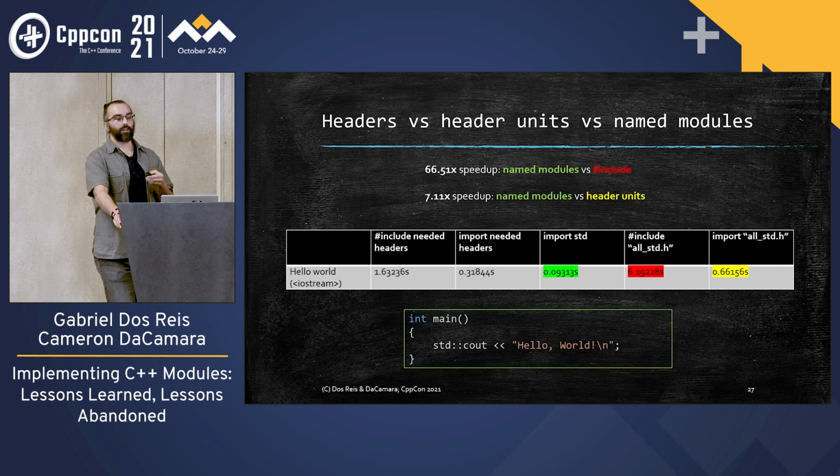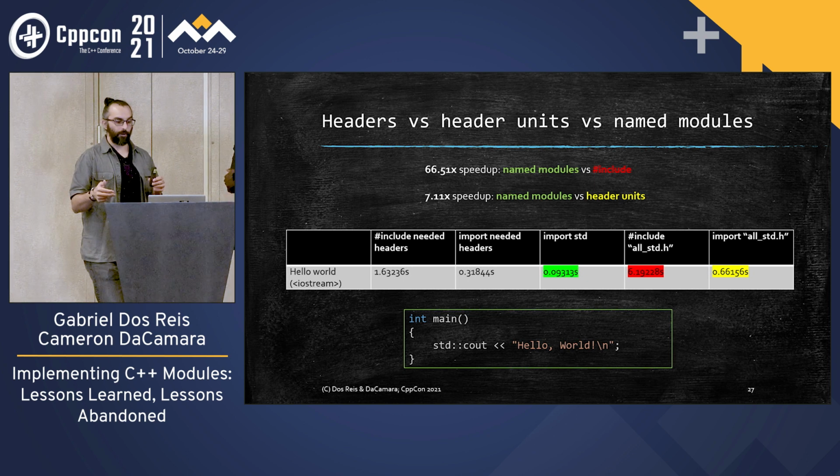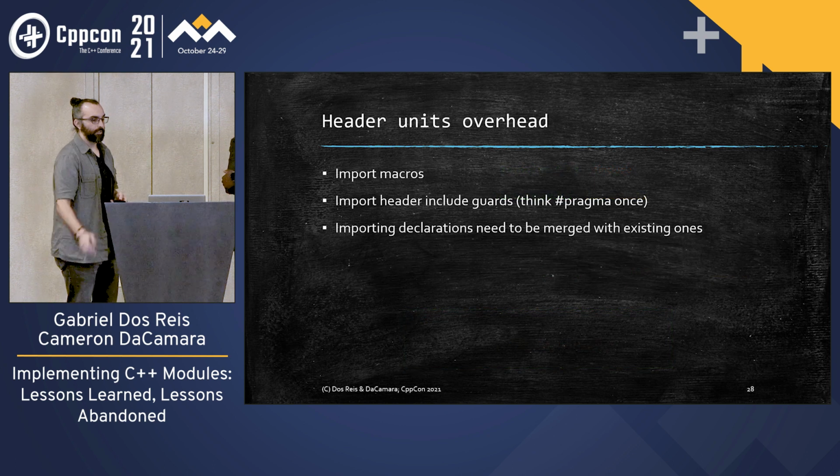But when you talk about the comparison between named modules and header units, you would think that the comparison should be pretty similar. But it turns out that's not the case. You actually get a 7.11 speedup just using named modules over import std. And there's a couple of reasons for this.